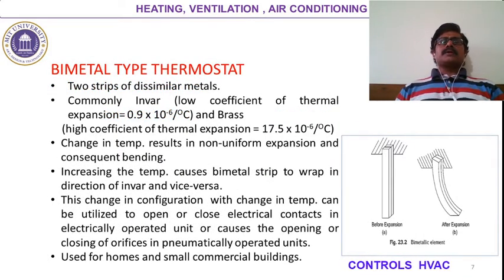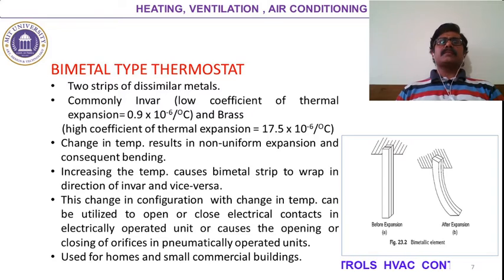One of the very commonly used types of detecting element or thermostat is the bimetal type thermostat. The thermostat is basically a detecting element which is used to record one of the very important variable parameters, that is the temperature. The adjoining sketch shows the diagram for a bimetal type thermostat.